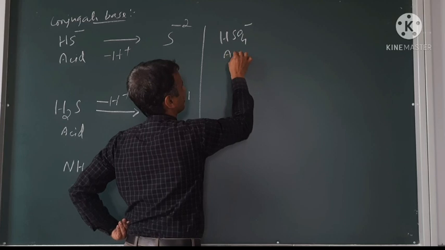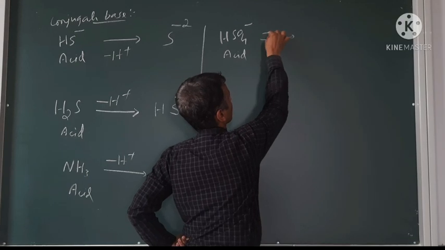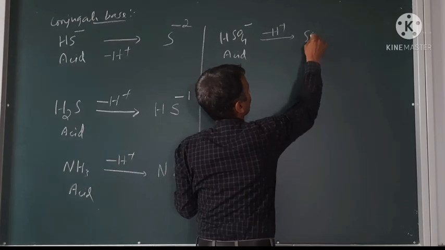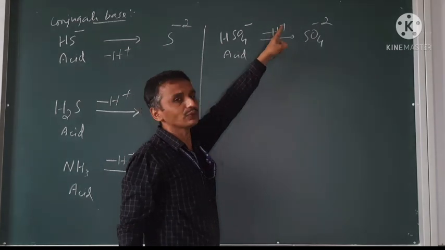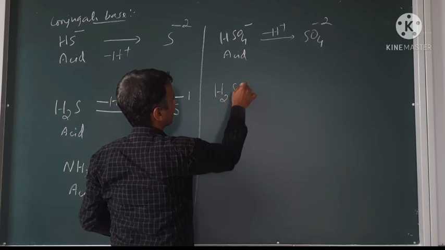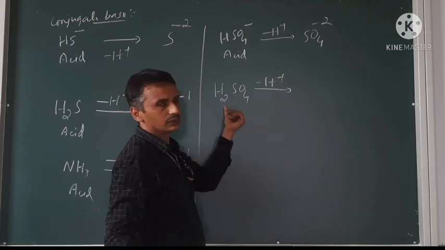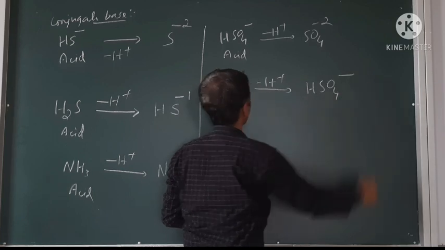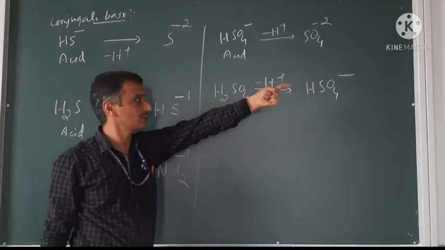HSO4 minus is an acid. Write its conjugate base. Remove one H plus. So this is gone. SO4 minus 2, because minus 1 is already there, and again minus 1 plus 1 is minus 1. H2SO4, again an acid. Remove H plus. What was that? One H plus is removed, minus 1 there. So HSO4 minus.